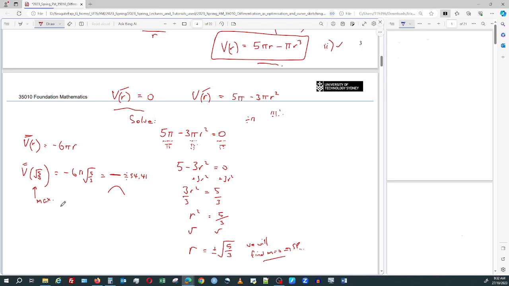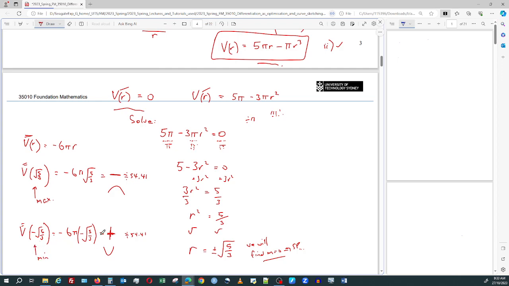Okay, it's a max. So the second thing I want to do is check this at minus square root of 5/3, which was the other r value. So I have minus 6 pi times minus square root of 5/3, but remember that that's a times. So now we're going to get minus times a minus, which will be a big plus, approximately 54.141. So that tells us that this is a min. Okay, so this is a min.